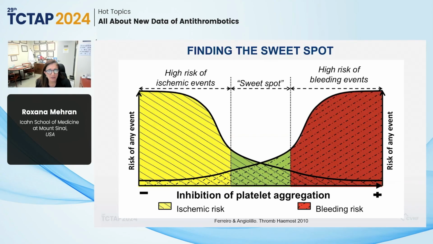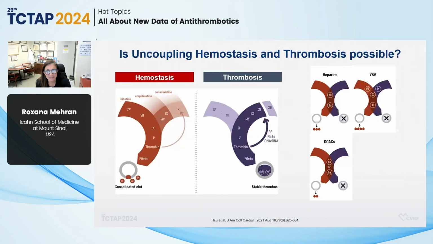How do we go to a place where we could actually enjoy the benefit of ischemic protection without increasing bleeding harm? So the big question to everyone is, is uncoupling hemostasis and thrombosis actually possible? And we understand that there are very important differences between hemostasis and thrombosis, where you have in hemostasis a consolidated clot, whereas in thrombosis it's a stable clot.